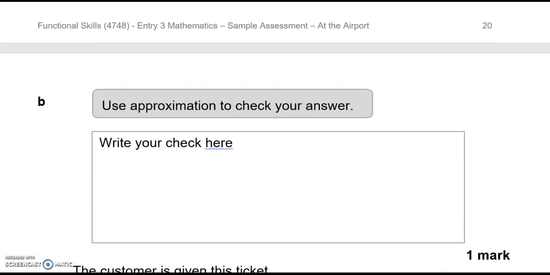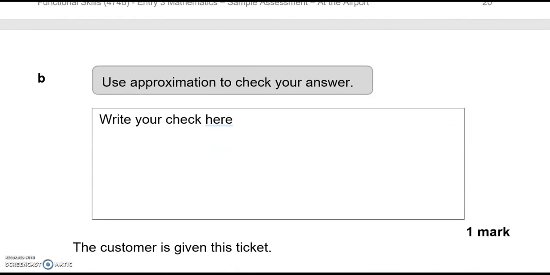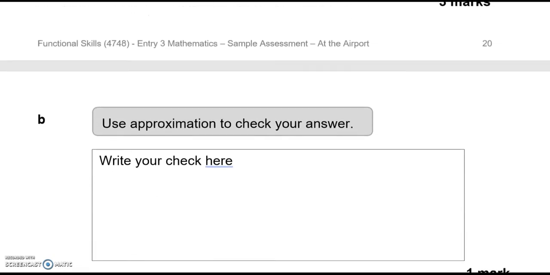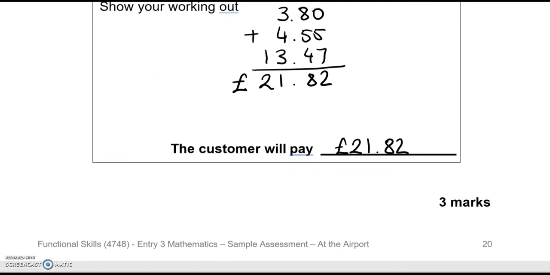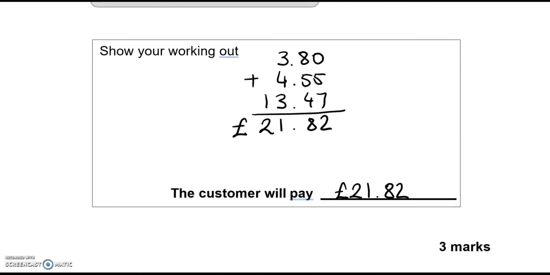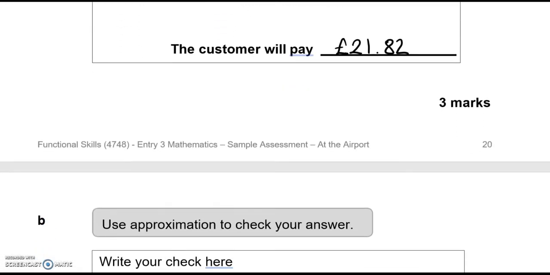Use approximation to check your answer. So we're going to be rounding these figures now. So £3.80 make it 4, and then £4.55 will make it 4.50. 13.47 will make it 13.50. And let's see if it's going to give us something like £21.82. Round it.